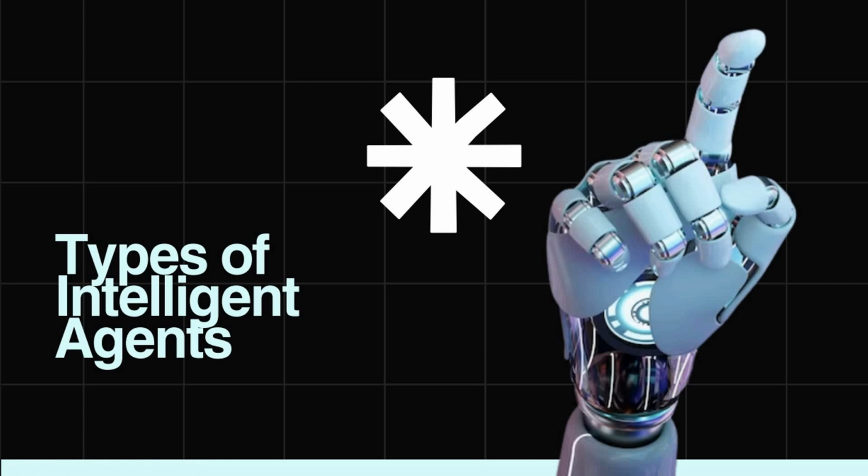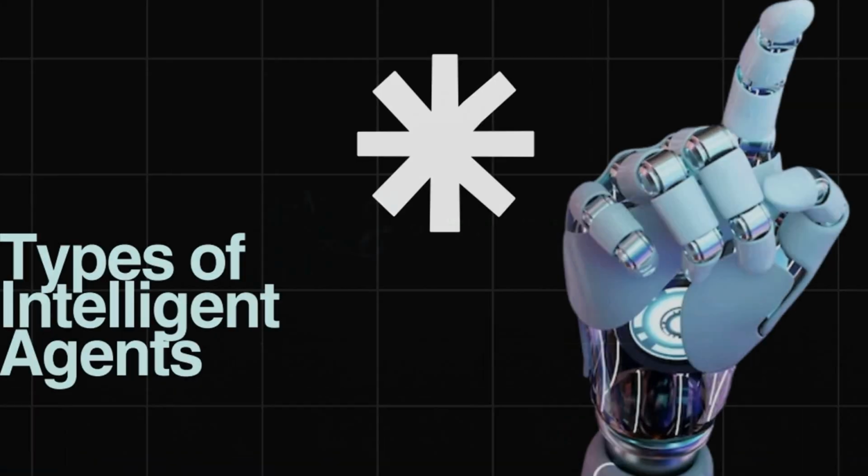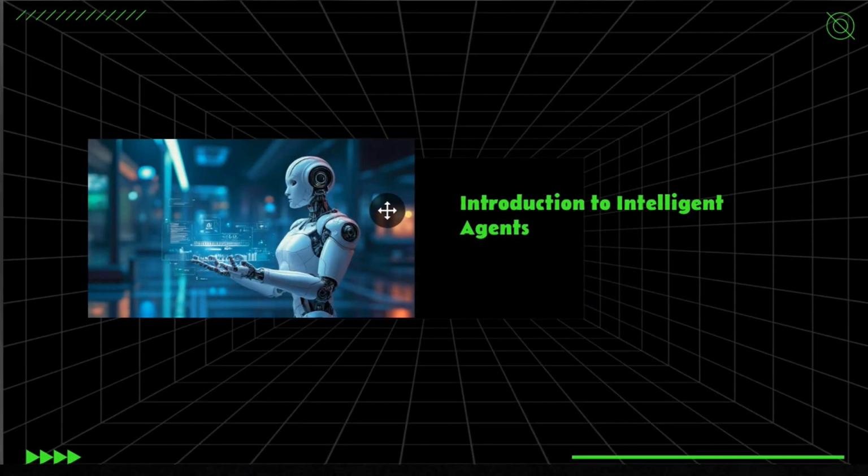So in this video we're gonna go over types of intelligent agents. At some point you guys might have wondered how intelligent systems like self-driving cars, smart assistants, or even robots decide what to do next? Well, if you don't know, they're all powered by something called intelligent agents. And today we'll break down the four main types of agents. So let's get started.